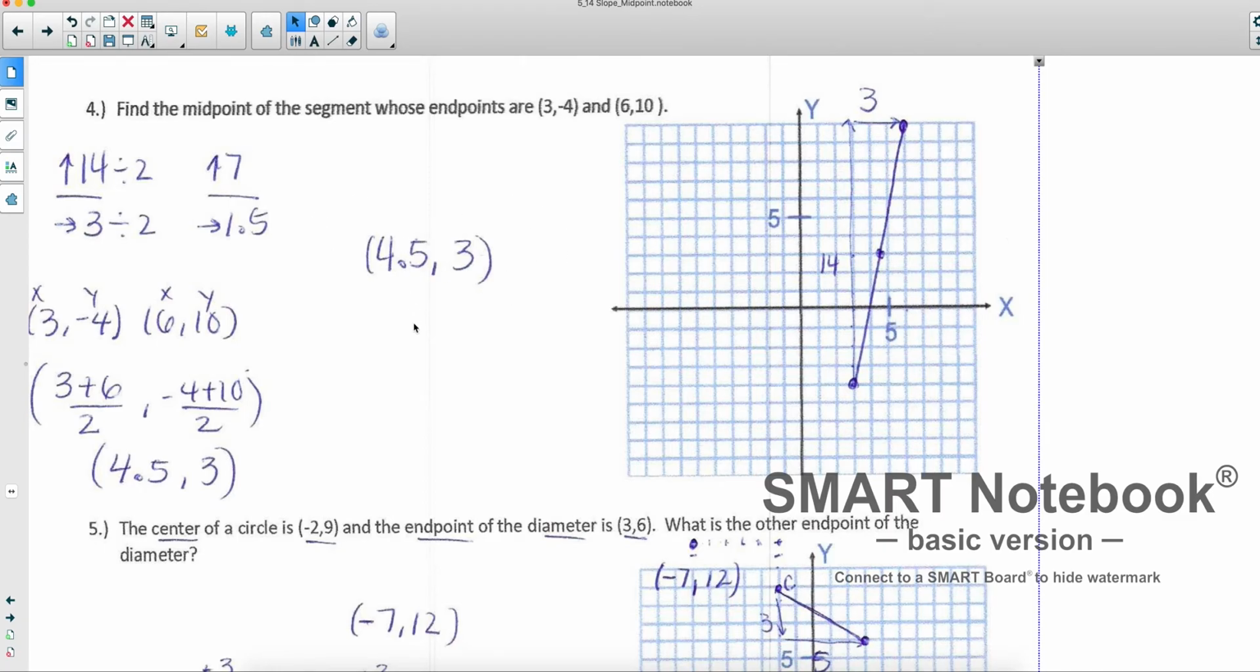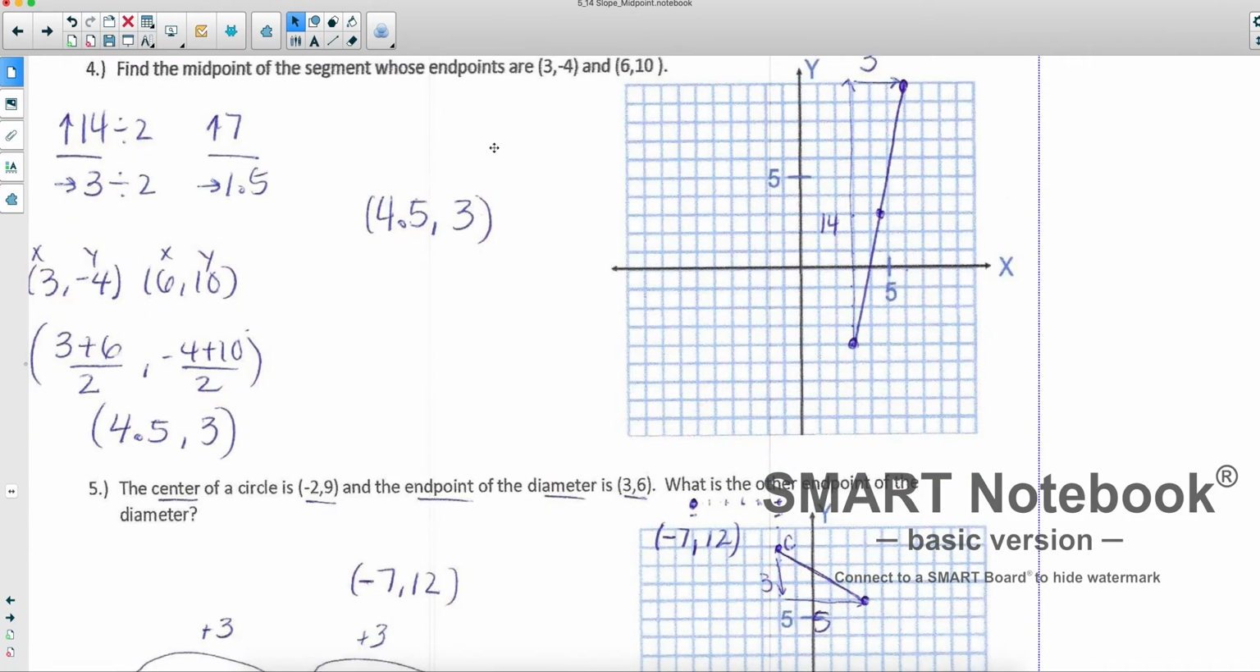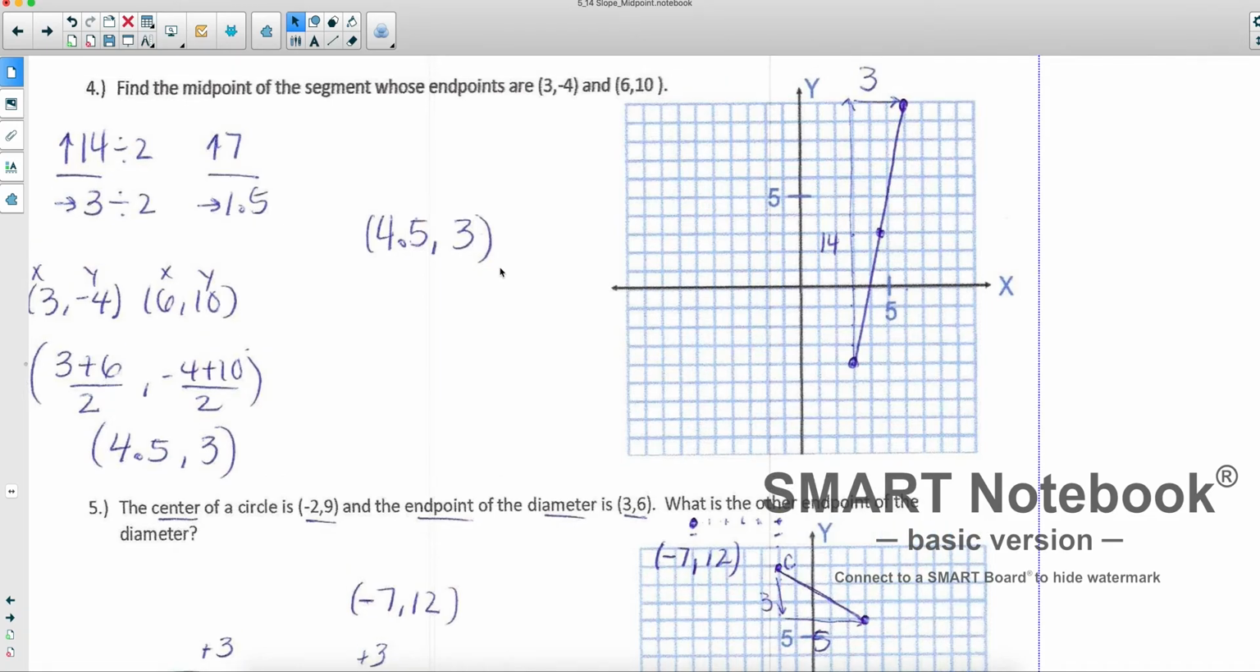Now, using the formula, I should get that same point. So if I just rewrote my x and y values over here. So here are my 2 points. So take the average of the x's. So 3 and 6 is 9. Half of 9 is 4.5. Then I take my y's. -4 and 10 is 6. Half of 6 is 3. So yep, I get 4.5, 3 that way as well. So there's another example of how to find midpoint.